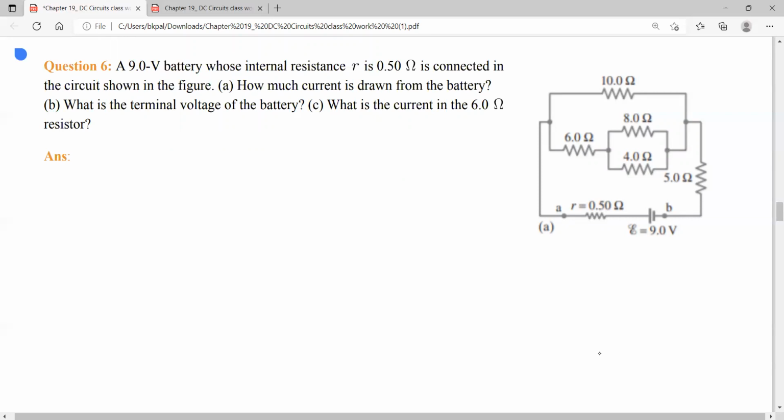You see, this circuit is a little bit more complicated than what we have been doing so far. It has a battery, it has internal resistance, and a complicated combination. Here these two are connected in parallel, and this combination is connected in series with this one, and then that combination is in parallel with this one, and then the whole combination is in series with this one. So you have to understand how they're connected.